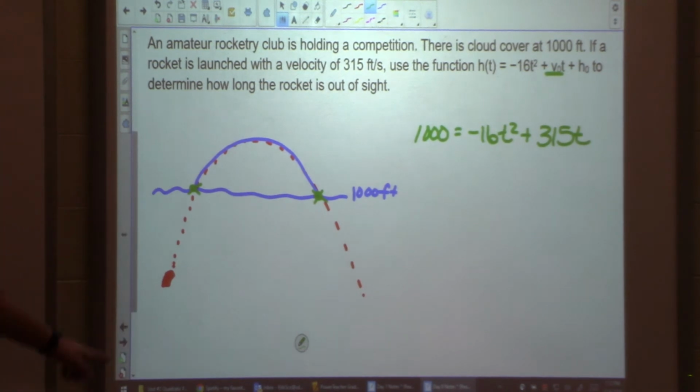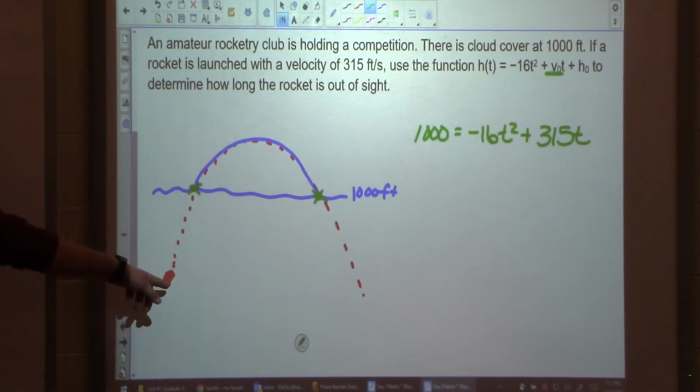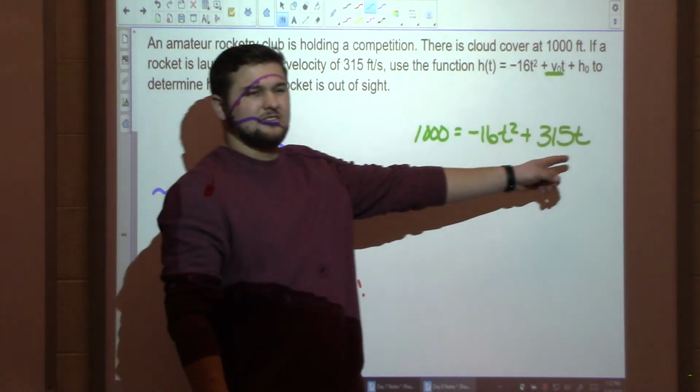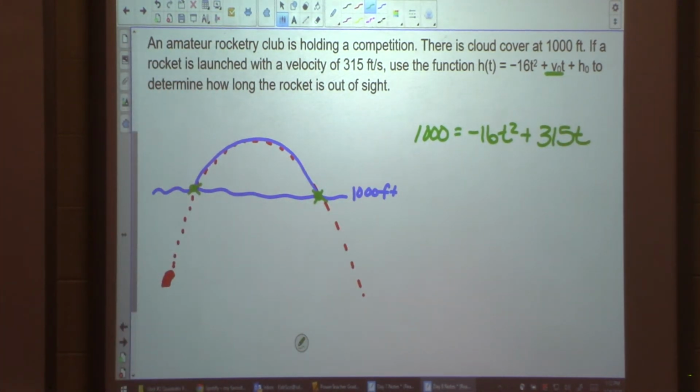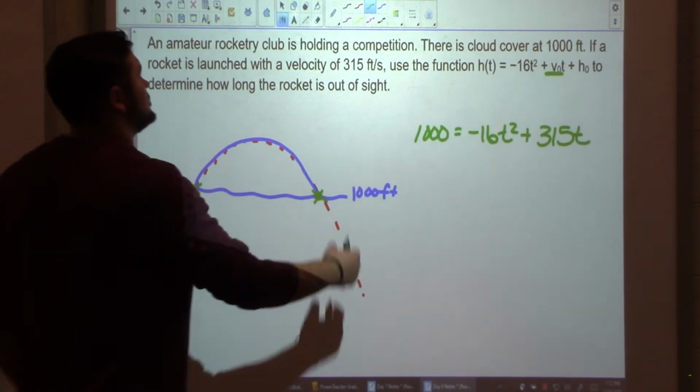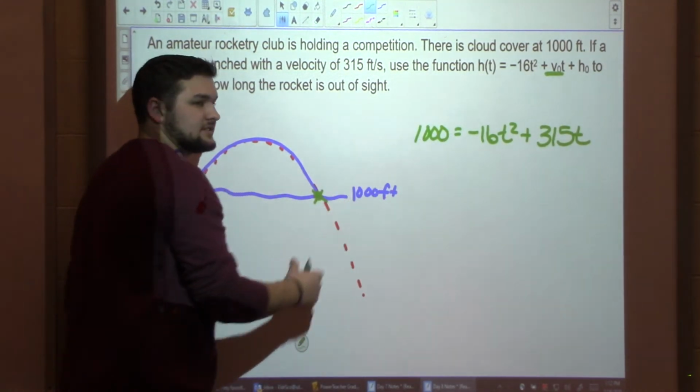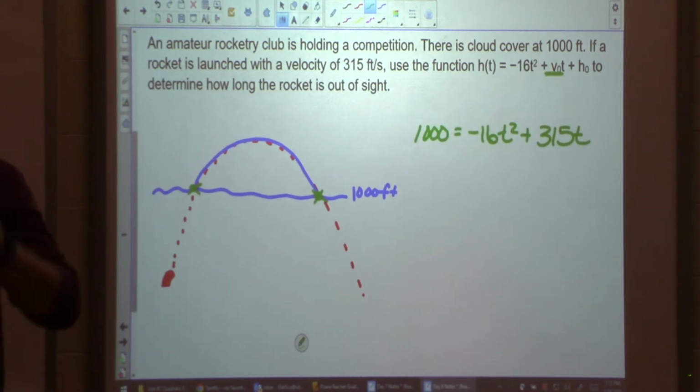Do I have an initial height? Yes. Well, technically it's 0, right? The rocket starts on the ground. So, do I need to put plus 0? No. That's my equation right there. We said if it's going to equal a height, I should set it equal to 1,000. That's how I figure out when it's going to be there.